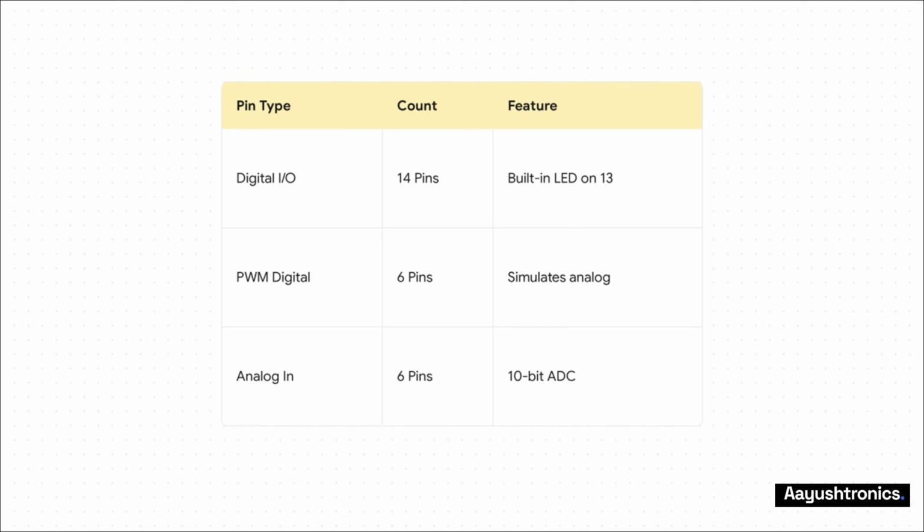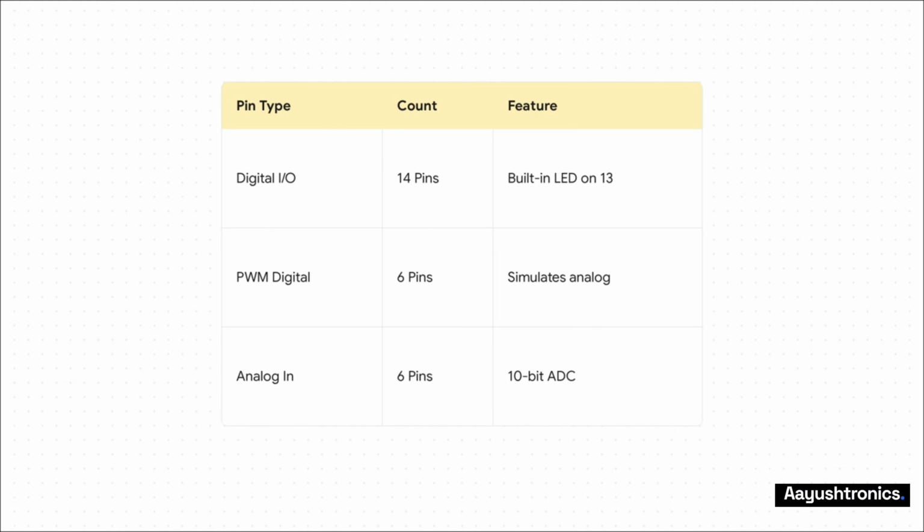The board exposes 14 digital pins, meaning they simply read or write on or off states. And as a really neat beginner feature, digital pin 13 is tied directly to a built-in LED right on the board, so you can test your very first code without any external wiring whatsoever.